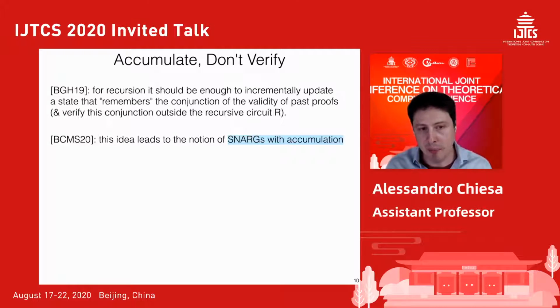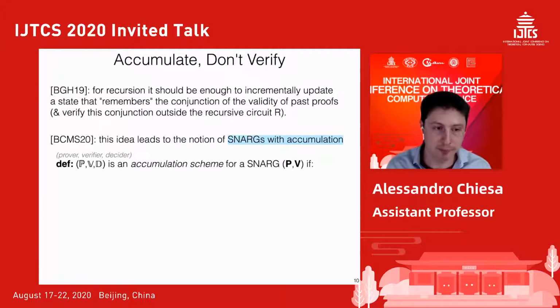And in a paper earlier this year, the suggestion actually led to progress on the foundations of recursion. And for that, I need to first explain what is a snark with accumulation. Before, we were using a snark with succinct verification. Now I want to explain what is a snark with accumulation. I'm going to use first a picture for that.